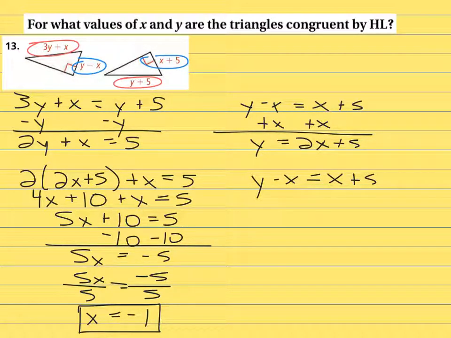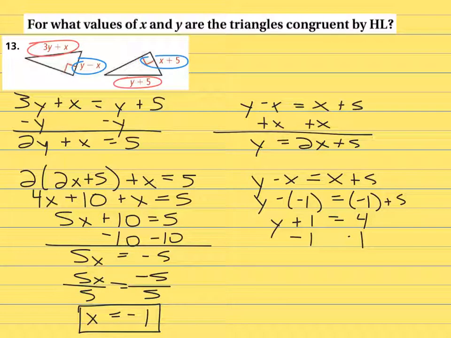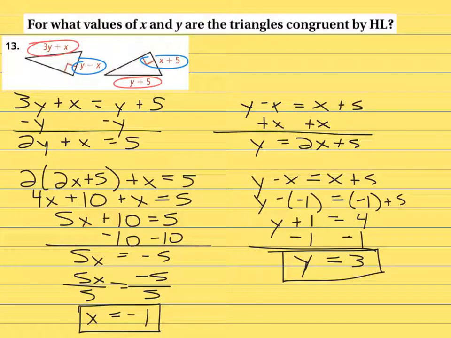Wherever I see x, I'm going to write negative 1. So I say y minus negative 1 equals negative 1 plus 5. And this becomes y plus 1 equals, and what is negative 1 plus 5? It is 4. Now we're going to subtract 1 from both sides, and we get y equals 3. And so we have a solution: x is equal to negative 1 and y is equal to 3.